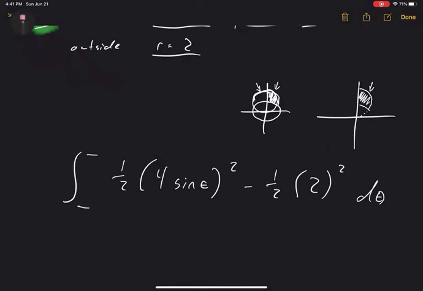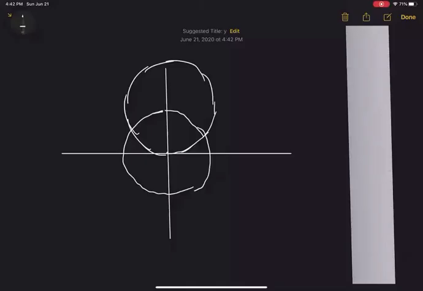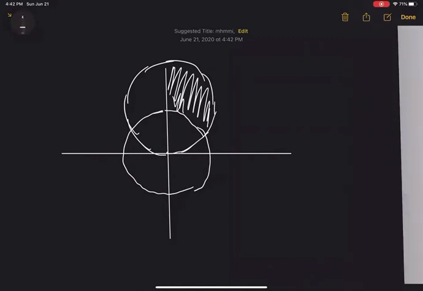Let's go to a new page and draw this one more time. I feel like I have to draw it somewhat big to make a good point. Let me draw this and pause it. Okay, I've drawn it somewhat better. So I'm trying to integrate this region, and I know it's outer curve minus inner curve. I know the form of my integral is 1/2 (4 sine theta) squared minus 1/2 times 2 squared.